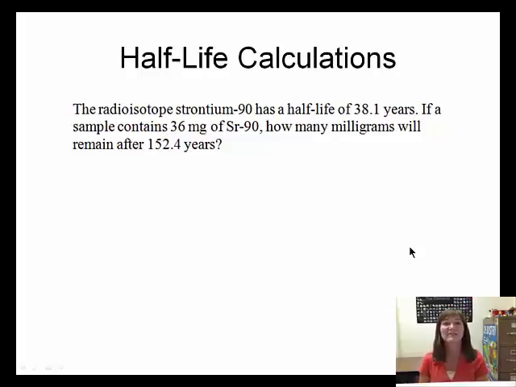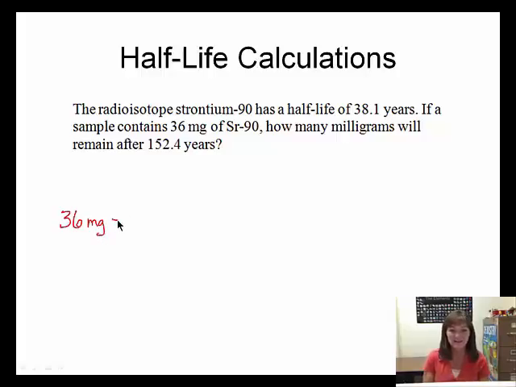Now we're going to do some half-life calculations, so I've got a couple examples for you. The radioisotope strontium-90 has a half-life of 38.1 years. If a sample contains 36 milligrams, how many milligrams will remain after 152.4 years? Now, I'm going to set these up. I like to do this like an arrow diagram, where you start off with how much of your radioisotope you have. So we're starting off with 36 milligrams of strontium-90.